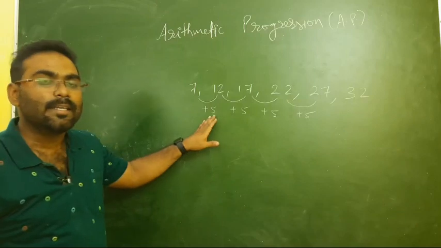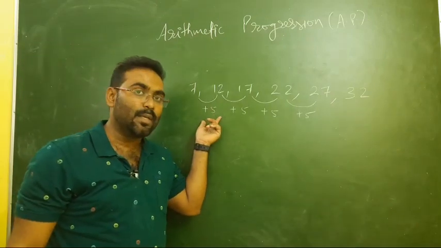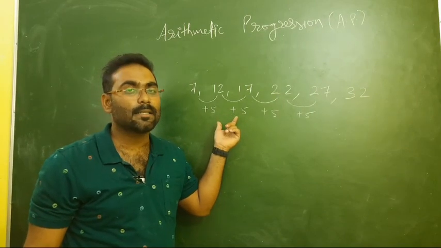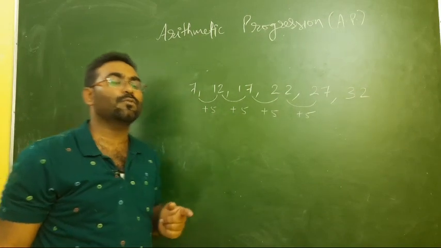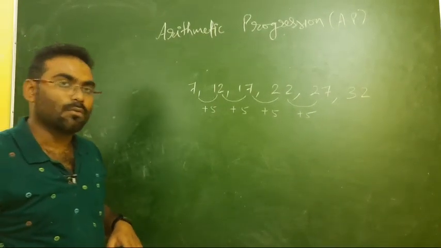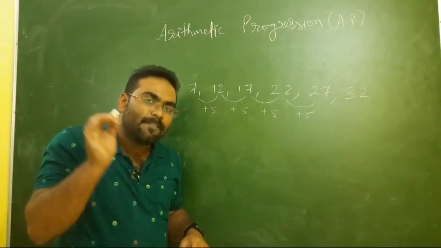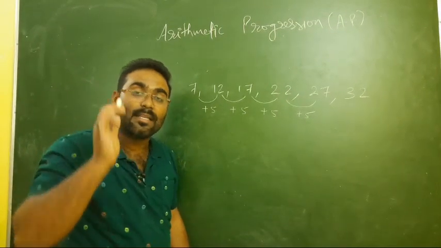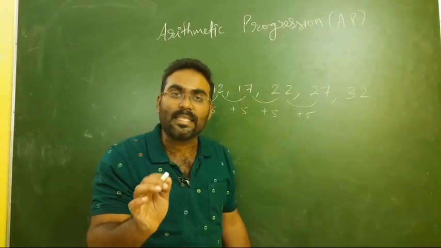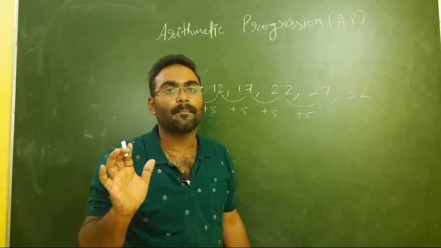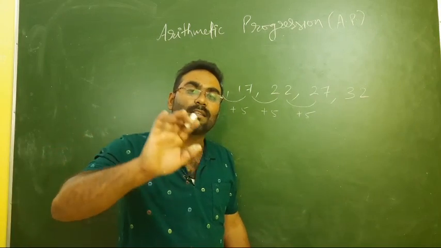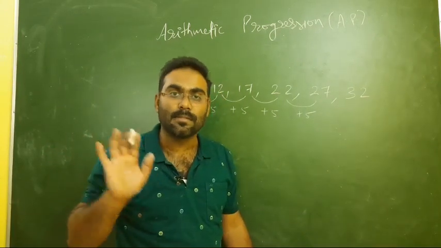So here you are observing a pattern that the difference between the two consecutive terms is the same. Isn't it? That is what you have to keep in mind. When you write down the definition as well, when the difference between the two consecutive terms is the same or common, that particular series is called an arithmetic progression series, AP series.